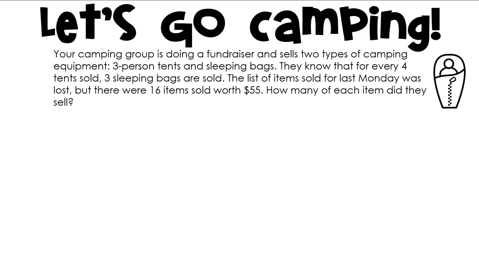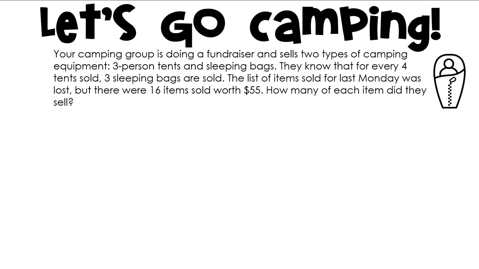Let's go camping. Your camping group is doing a fundraiser and sells 2 types of camping equipment, 3-person tents and sleeping bags. They know that for every 4 tents sold, 3 sleeping bags are sold. The list of items sold for last Monday was lost, but there were 16 items sold worth $55. How many of each item did they sell?